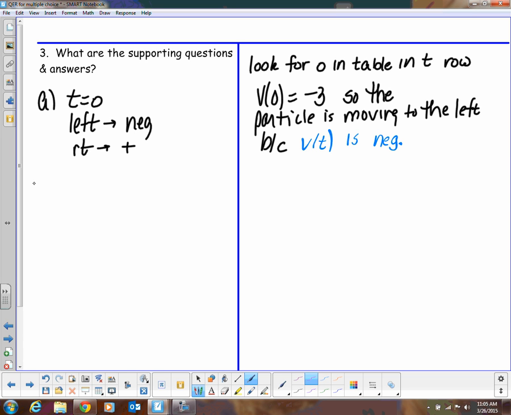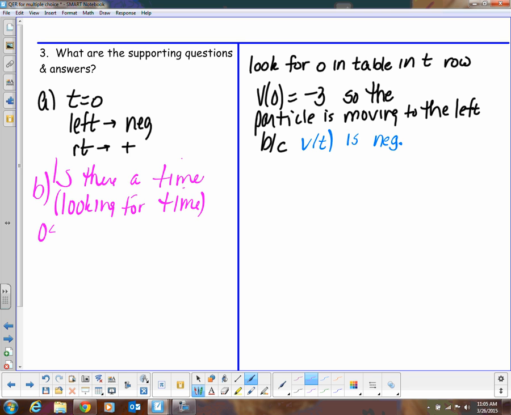Okay, we're on to B now. You ready? Part B says, is there a time? What are we looking for? Time. And there was this 0 to t to 12 interval. When the particle is at rest. At rest, what did that mean? V of t equals 0. Now, how do we find V of t equals 0?